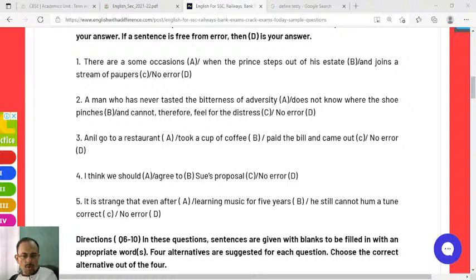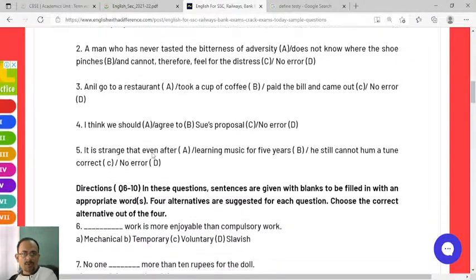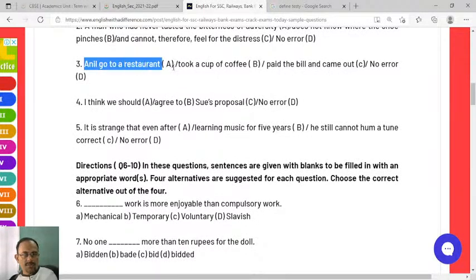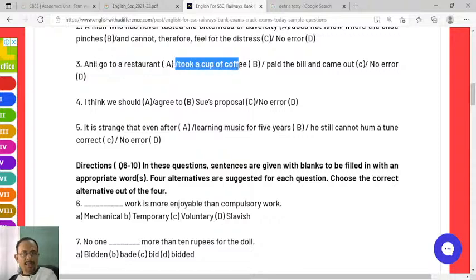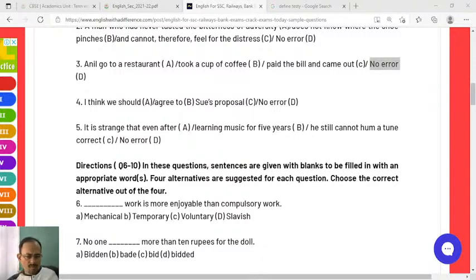Now let's move on to the next part. Okay, tell me which part there is an error. Anil go to a restaurant, took a cup of coffee, paid the bill and came out. No error. Which part do you think is having error? Is it number A, where there is an error, number B, number C, or if there is no error, it should be number D. So tell me question number 3. It's very simple, dear students. You can easily tell me the answer. So I'm waiting for your response, dear students. Please do text me your answer. Whether it is A or B or C or D, which one do you think is the correct answer?